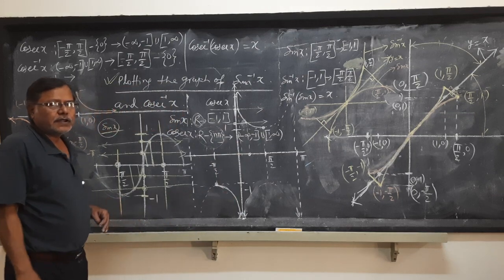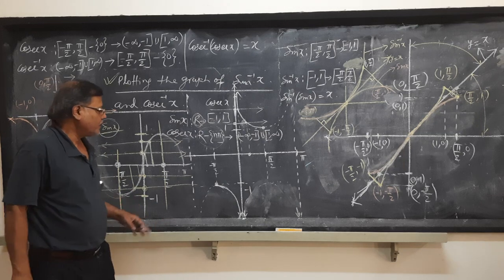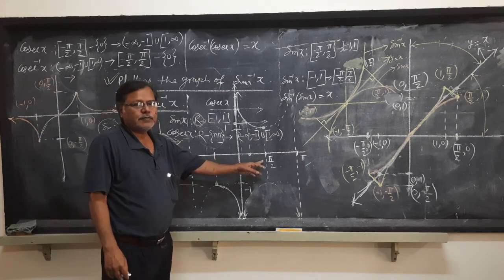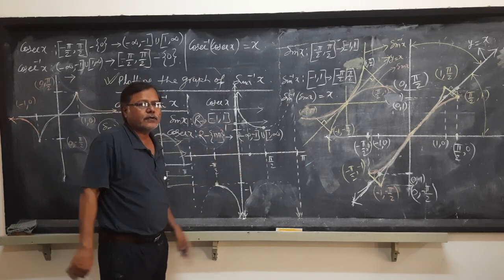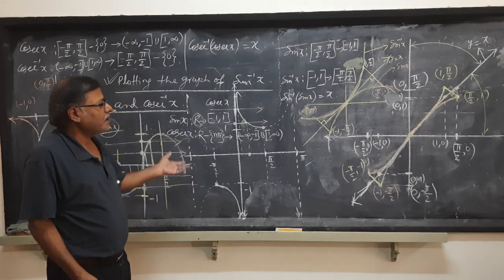Alright, so what we have done is we have restricted the domain of the cosec x from -pi/2 to pi/2, and hence we are converting this cosec x into a 1-1 onto function.